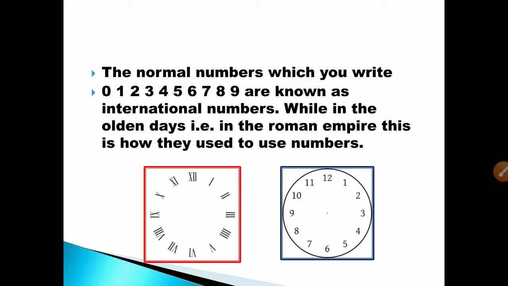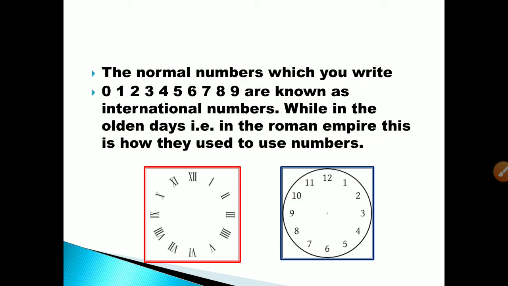Now, what are Roman numerals? The normal numbers which you write, 0, 1, 2, 3, 4, 5, 6, 7, 8, 9, are known as international numbers. While in the olden days, that is in the Roman Empire, this is how they used to use numbers.